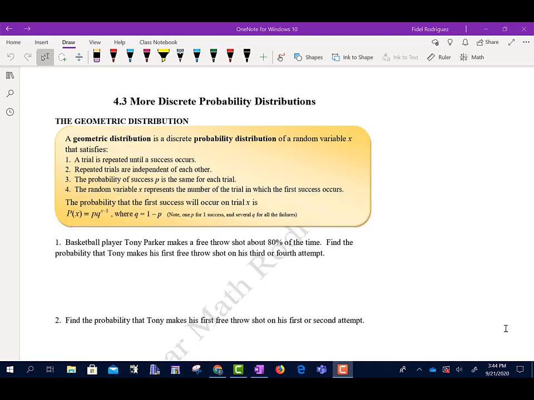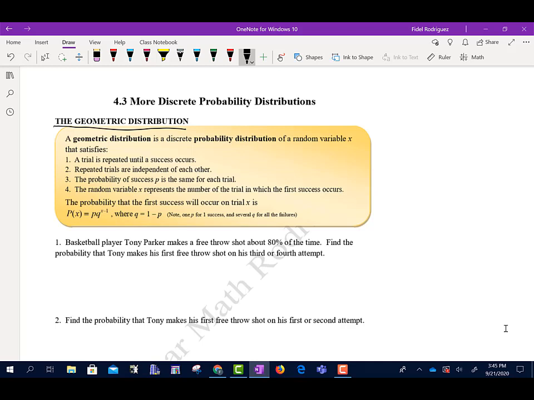Section 4.3 talks about more discrete probability distributions. So the first one we're going to talk about here, guys, is something called the geometric distribution. And it says a geometric distribution is a discrete probability distribution of a random variable x that satisfies. We got four conditions here.